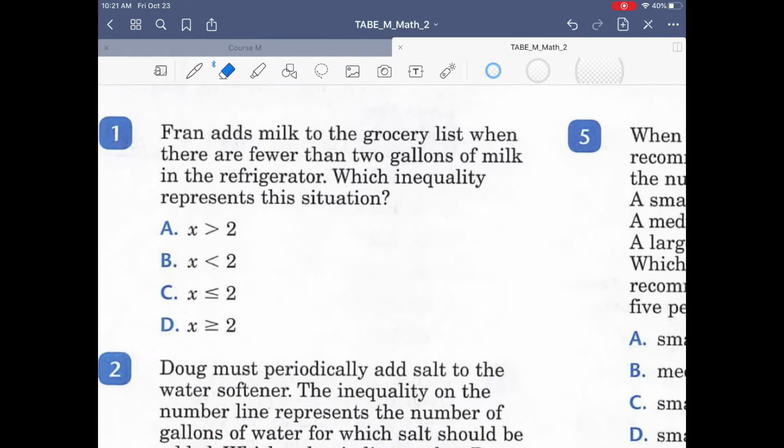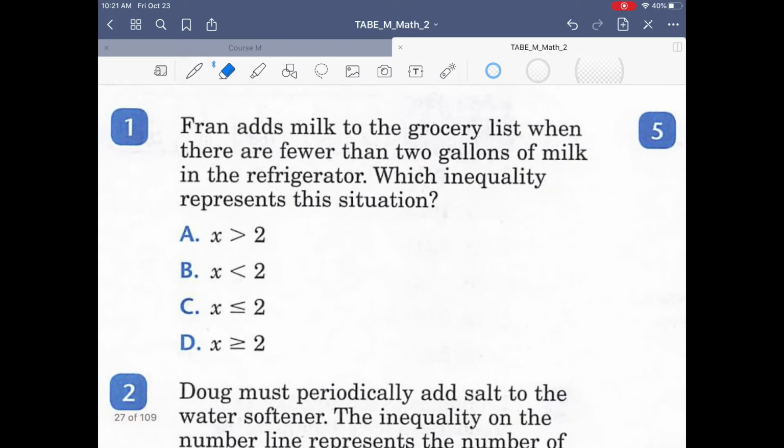Number 1. Fran adds milk to the grocery list when there are fewer than 2 gallons of milk in the refrigerator. Which inequality represents this situation? Well, the key phrase here is fewer than 2 gallons, or let's say fewer than 2. Gallons is really not that important.